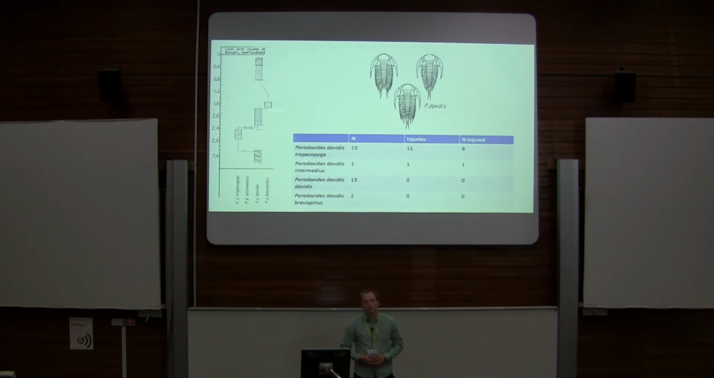What we also see is that all the injuries on this type of trilobite are on the trapezopig and the intermedius, so they're from this restricted environment, whereas when we go out to the more open environment, we don't get nearly as many injuries, which is super cool and super interesting, and this is something I want to narrow down and learn more about.